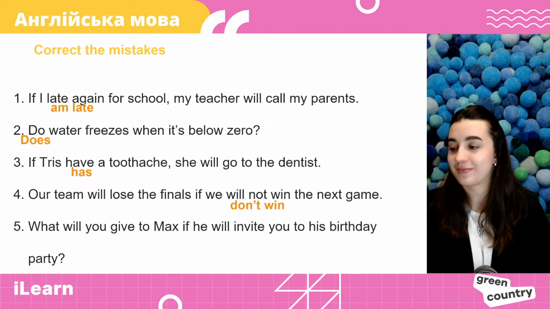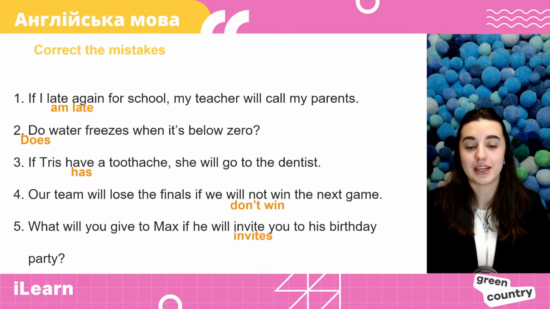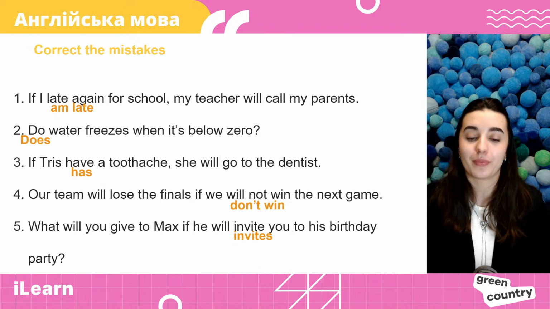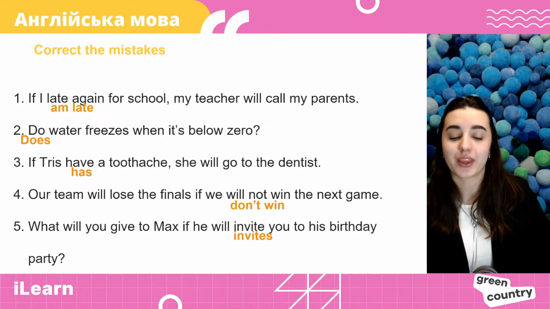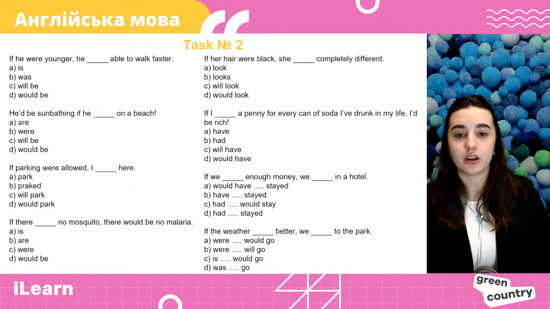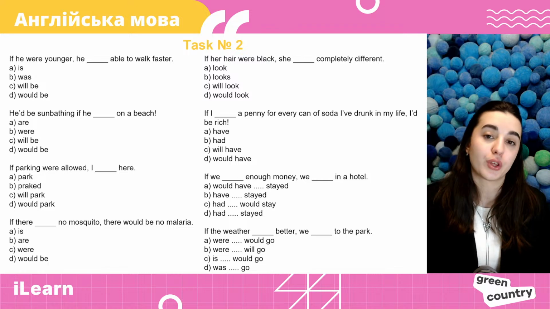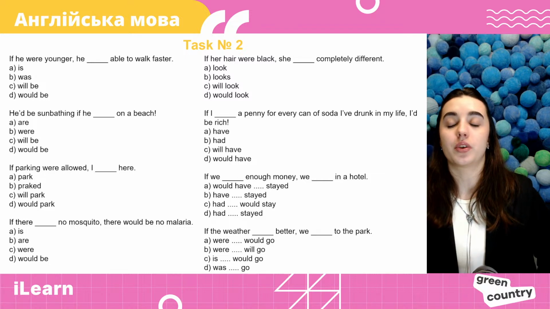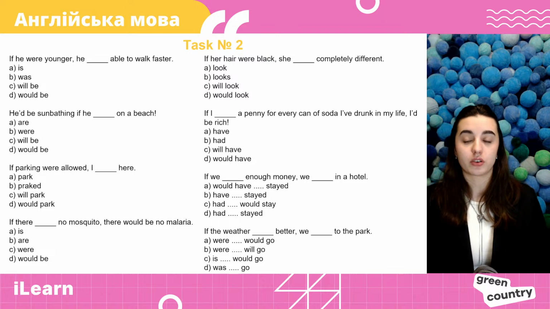Thank you for your answers. All right. Good. If he invites. Absolutely right. Thank you. So now, of course, it's not our last task. We have a lot of tasks to practice. And now we are going to choose the correct option. So here you can see A, B, C, D. You just need to type the correct letter. And we are starting with sentence number 1. If he were younger, he able to walk faster.